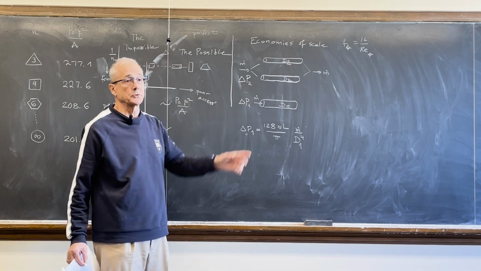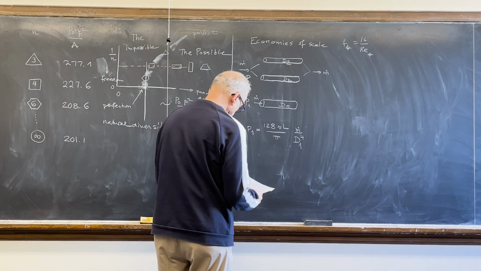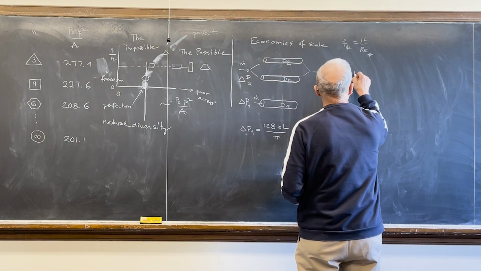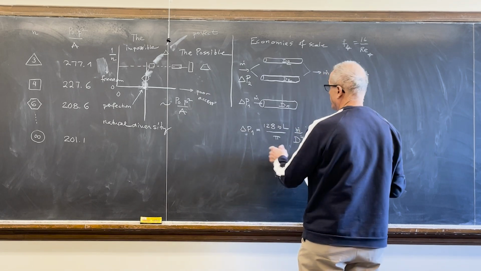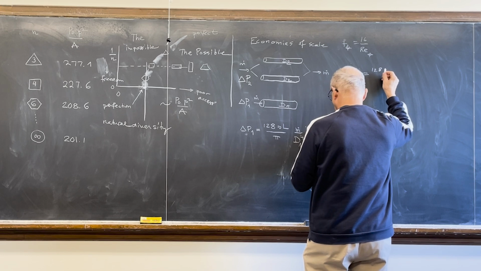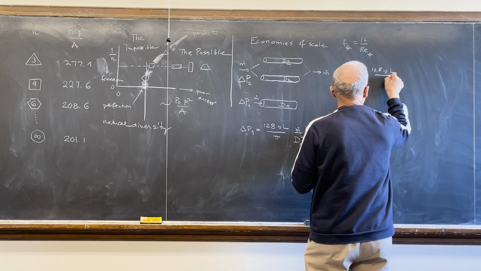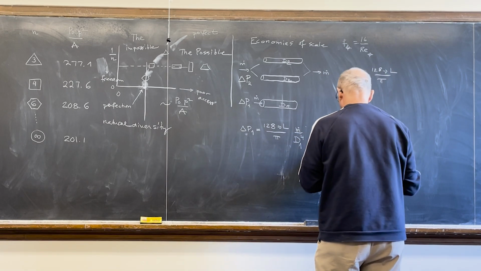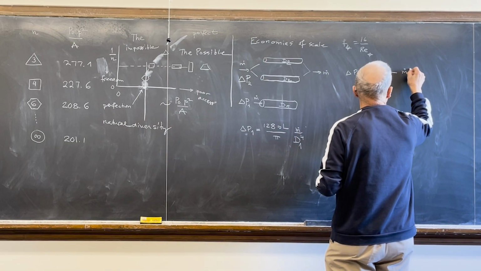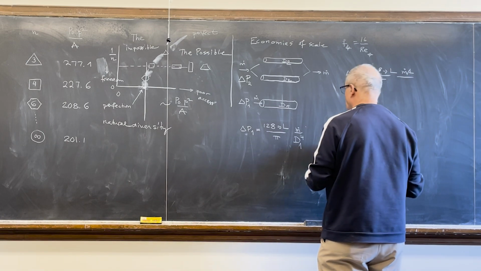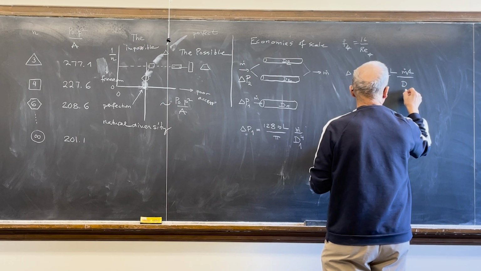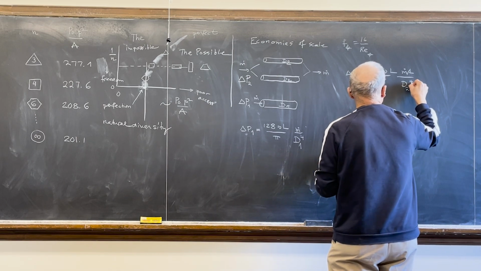What is the delta P2? Delta P2, I'll write it over here. Well, delta P2 is the same formula, 128 nu L over pi, but instead of m dot, I write only half of m dot because only half of m dot flows through each one of these. And downstairs, I write D2 to power 4.